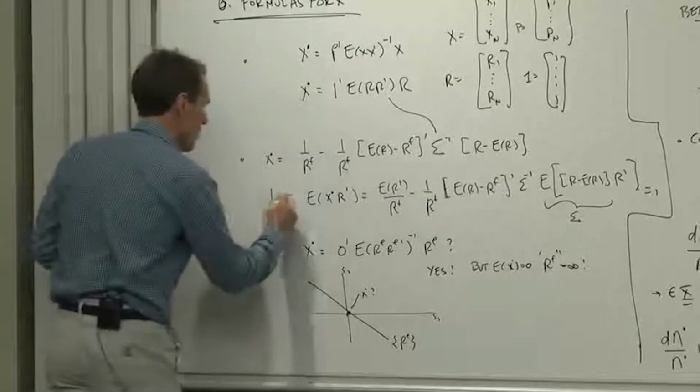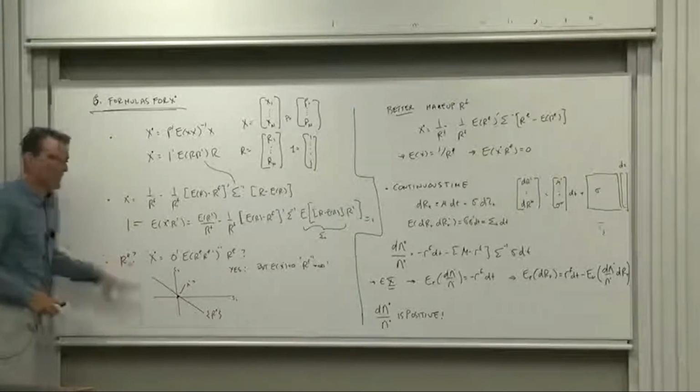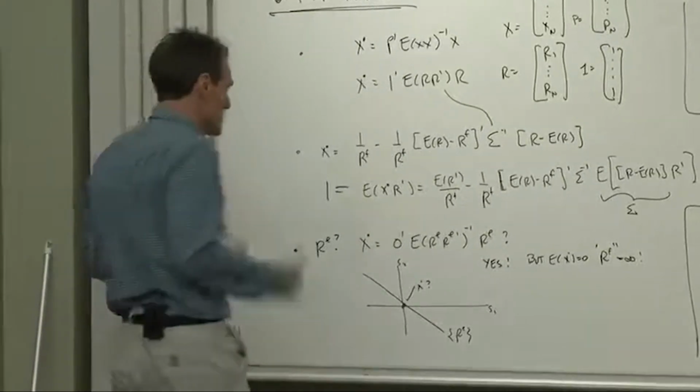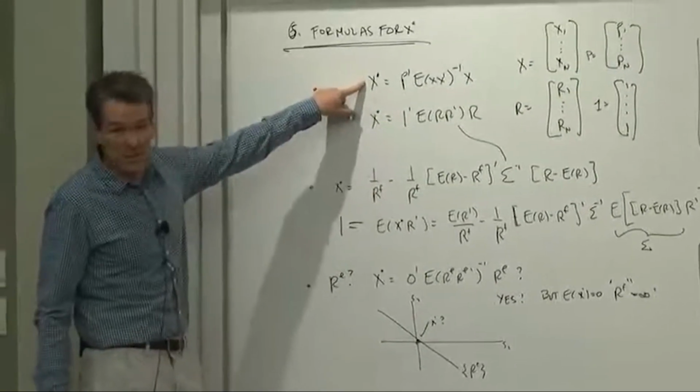So yes, 1 equals E of X star R prime, like it's supposed to. Next, how about excess returns? We use excess returns all the time. Excess returns focus us on risk premiums. If we try to use this formula for excess returns, it seems like we're in deep trouble.